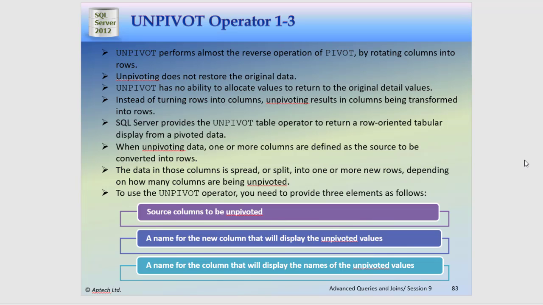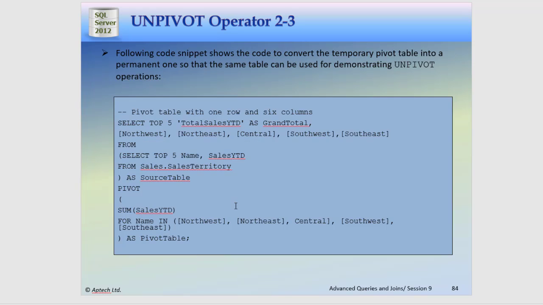When you're unpivoting data, one or more columns are defined as the source to be converted into rows, and the data in those columns is spread or split into one or more new rows depending on how many columns are being unpivoted. To use the unpivot operator, you need to provide the elements as follows: the source column to be unpivoted, a name for the new column that will display the unpivoted values, and a name for the column that will display the names of the unpivoted values.